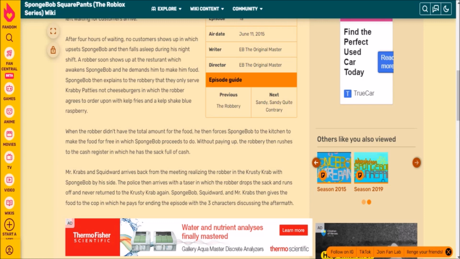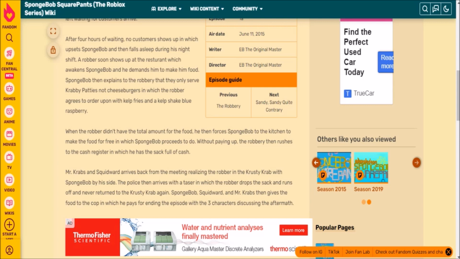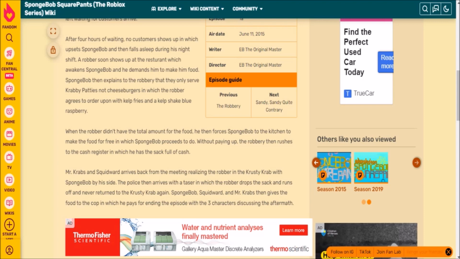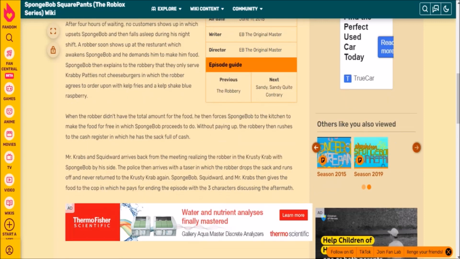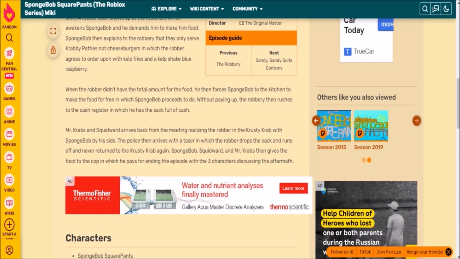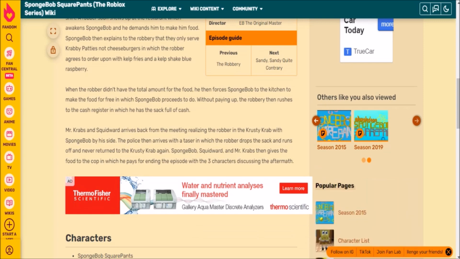So anyways, let's see here. A robber soon shows up at the restaurant, which awakens SpongeBob, and he demands him to make him food. SpongeBob then explains to the robber that they only serve Krabby Patties, not cheeseburgers, in which the robber agrees to order, with kelp fries and a kelp shake blue raspberry. When the robber didn't have the total amount for the food, he then forces SpongeBob to the kitchen to make the food for free, which SpongeBob proceeds to do.